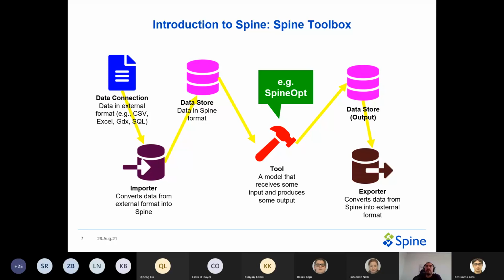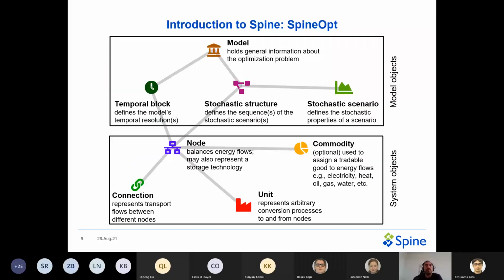Something similar can be done at the output. If you have data in a Spine data store that's the result of your model, and you don't want to have it in the Spine format, you can export it to another format, like CSV and stuff like that. So SpineOpt comes here. It's one of the tools that you might want to run. SpineOpt is basically a model generator that understands data in the Spine format, provided that the data has some specific names that SpineOpt understands, and they are hard-coded in the code, basically.